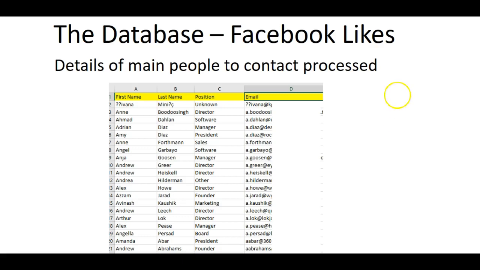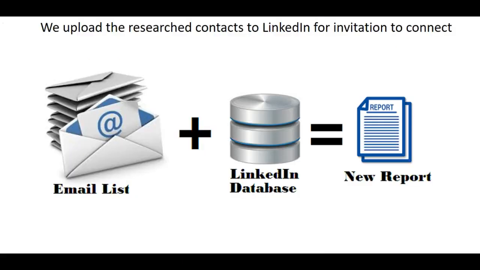Now, we get the emails of the main people to contact in each of the companies that have used Facebook likes in the past. We bring this record out, we reorganize it, and then we bring the record in the form of a flat Excel sheet to LinkedIn, and then LinkedIn will match the record up with what they have. So I said we upload the research contacts to LinkedIn for invitation to connect, because we want to send them an invitation to connect with us.